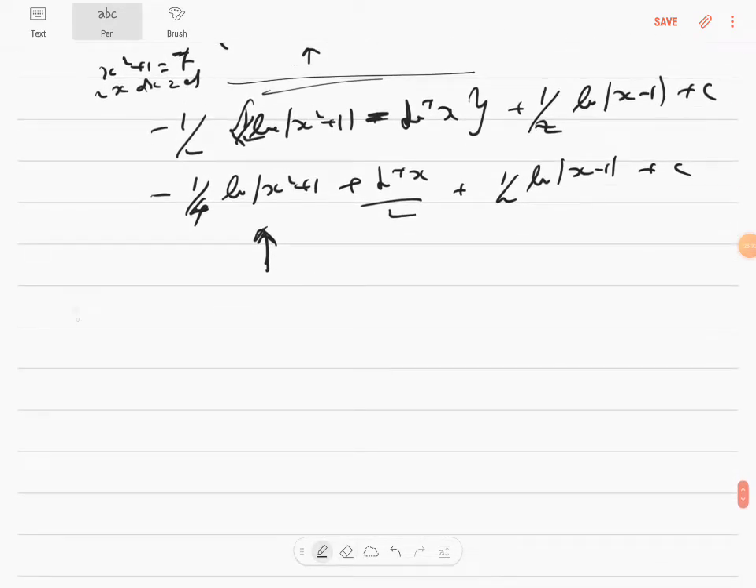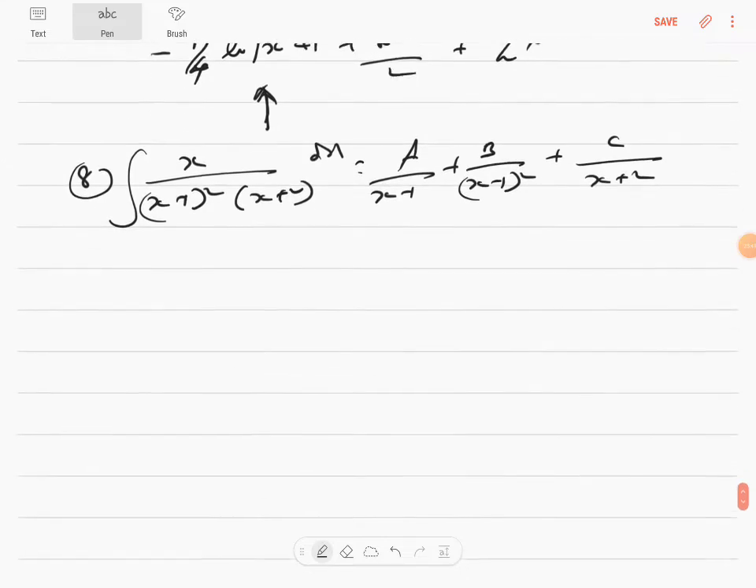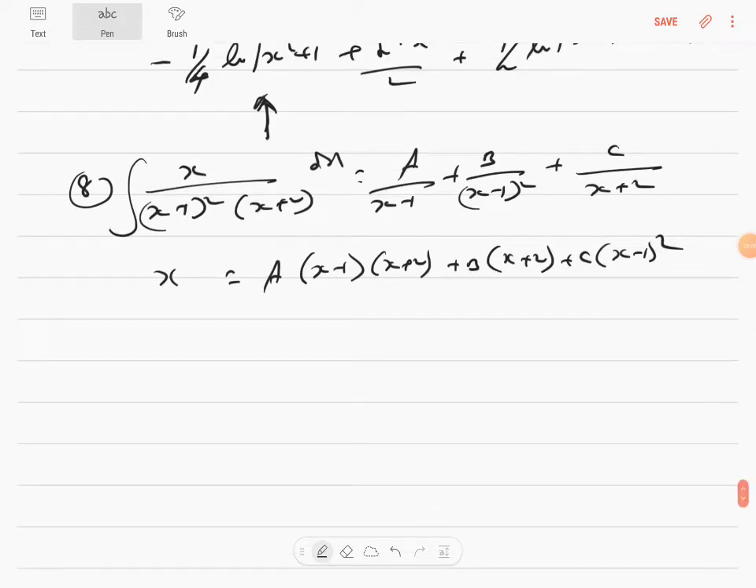So let's go to the next pattern, which is x by (x minus 1) the whole square into (x plus 2). In this case you write a by x minus 1 plus b by (x minus 1) the whole square plus c by x plus 2. So when you take LCM, this would be a into (x minus 1) into (x plus 2) plus b into (x plus 2) alone plus c into (x minus 1) the whole square is equal to x. So that's all. In whole square, this is the format you should follow.